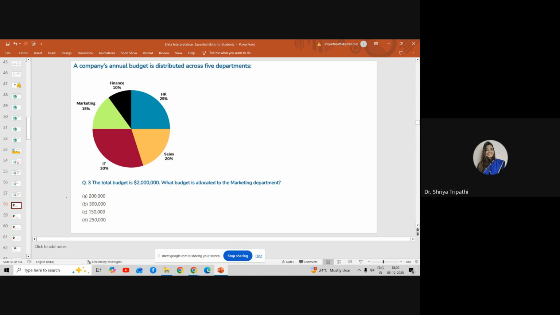Okay, now let's quickly see one more last and then we'll move forward to tables. A company has an annual budget which is distributed across 5 departments: finance, HR, sales, IT, marketing. The total budget is 20 lakh dollars. What budget is allocated to marketing department? Be careful regarding the digits, the zeros. Total budget. This is simple. Quickly. 3 lakhs.